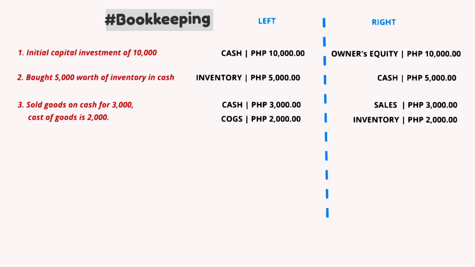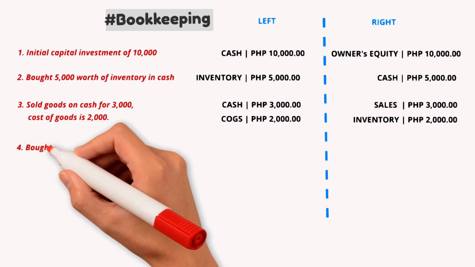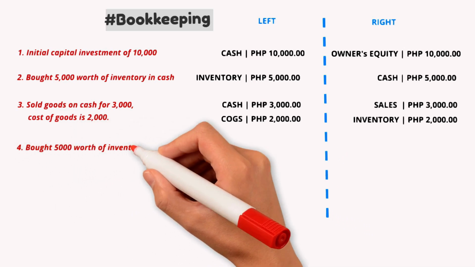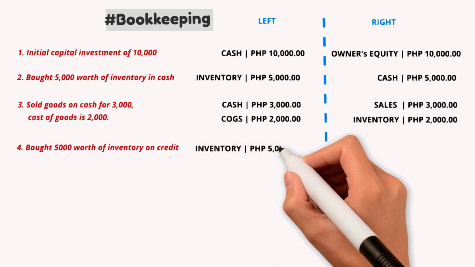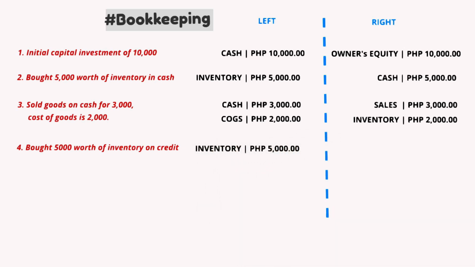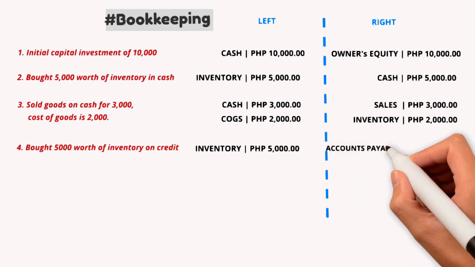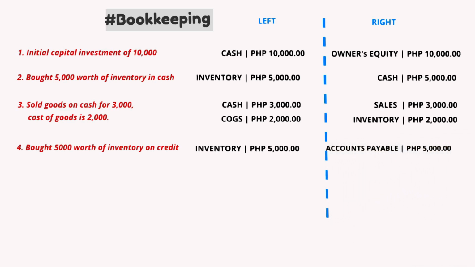So we're seeing 2 journal entries for this transaction. 2 more transactions to look at. Number 4, bought 5,000 worth of inventory on credit. We are getting inventory, which is a form of asset, without parting with cash. Yes, it's inventory worth 5,000 and this should go to the left side. But what is the source? Since you are not paying in cash, you're incurring a liability. Ang tawag sa account na ito ay accounts payable and this should go to the right side.